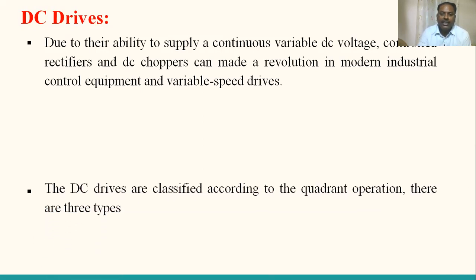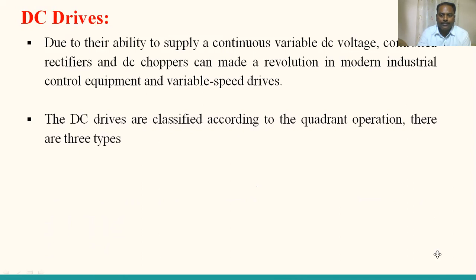So the DC drives are classified according to the coordinate operation. Suppose you draw the coordinates between voltage and current, it has four operations. And if you draw the same characteristics between speed and torque, it also gives the four coordinates of forward motoring, forward braking, reverse motoring, and reverse braking. The four coordinate operation. So DC drives are classified according to the coordinate operation, no doubt in this.